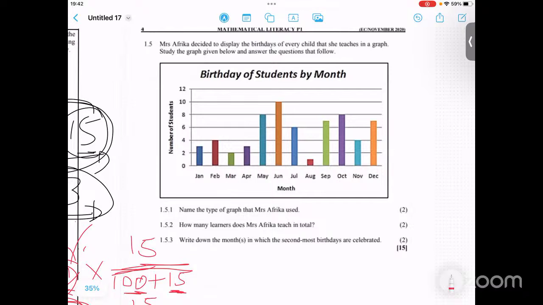And let's go to 1.5.2. They say, how many learners does Mrs. Africa teach in total? And how do we calculate for this one? We add up all the number of learners that are on the graph. Okay, and what is gonna be the total in that case? 63. 63, and who's that? Manga. Okay.